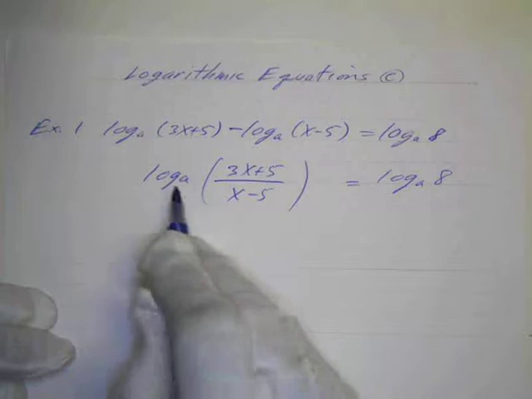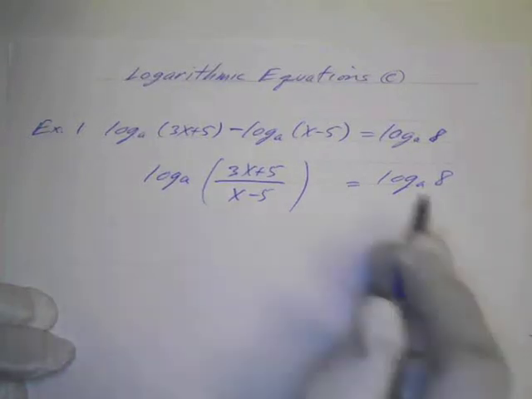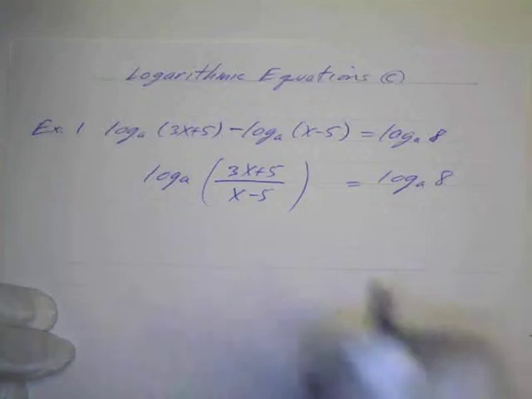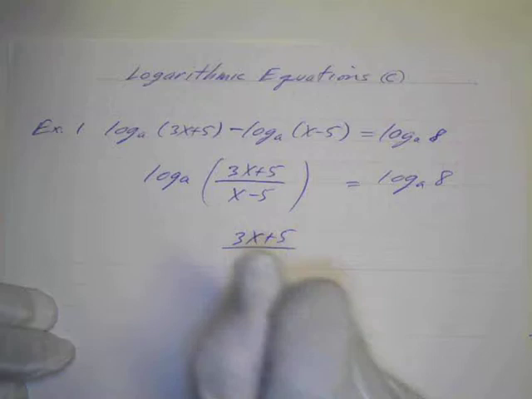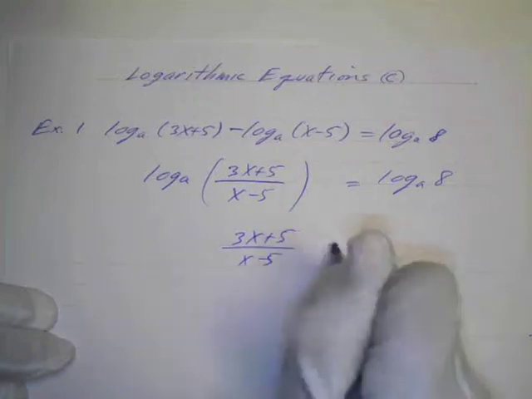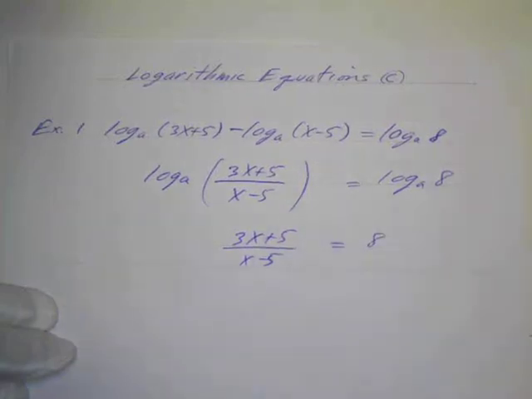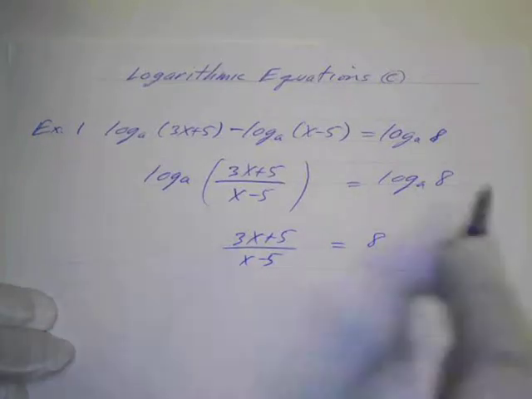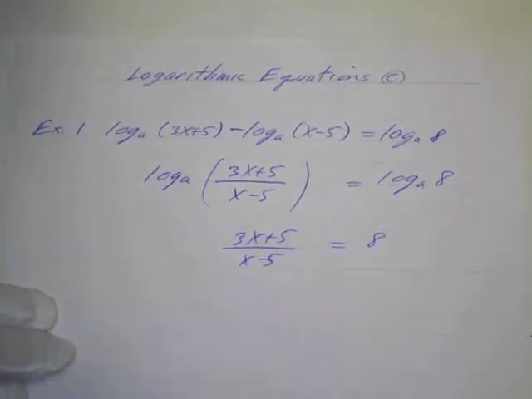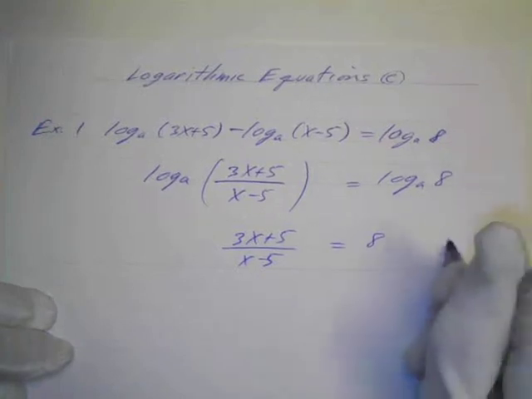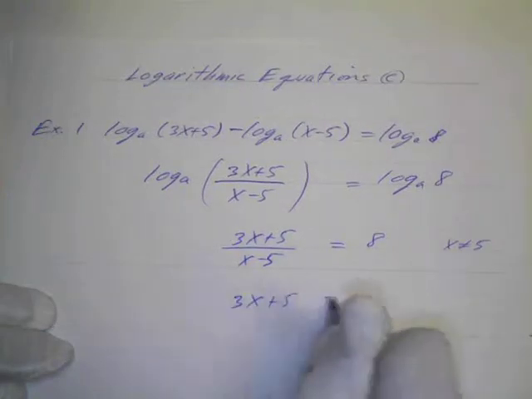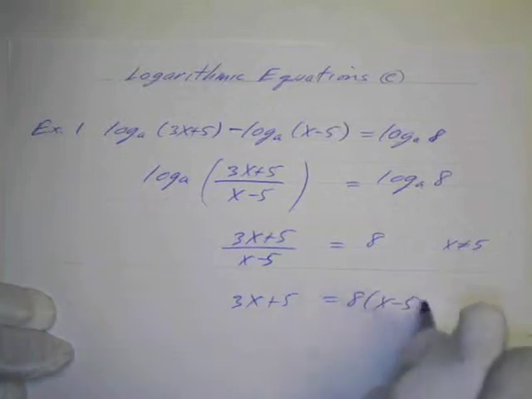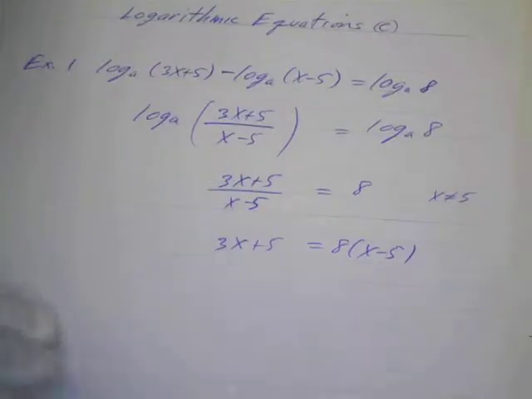And now you can see you've got one log on the left, one log on the right. So if the left equals right and the bases are the same, and the range elements, the domain elements are the same. So we can rewrite this equation as 3x plus 5 over x minus 5 equals 8. In other words, if the left side equals the right side, then these have got to be the same. Now, as long as x is not equal to 5, because we can't have 0 in the denominator, we can multiply both sides by x minus 5, and we can rewrite this equation as 3x plus 5 equals 8 times x minus 5.